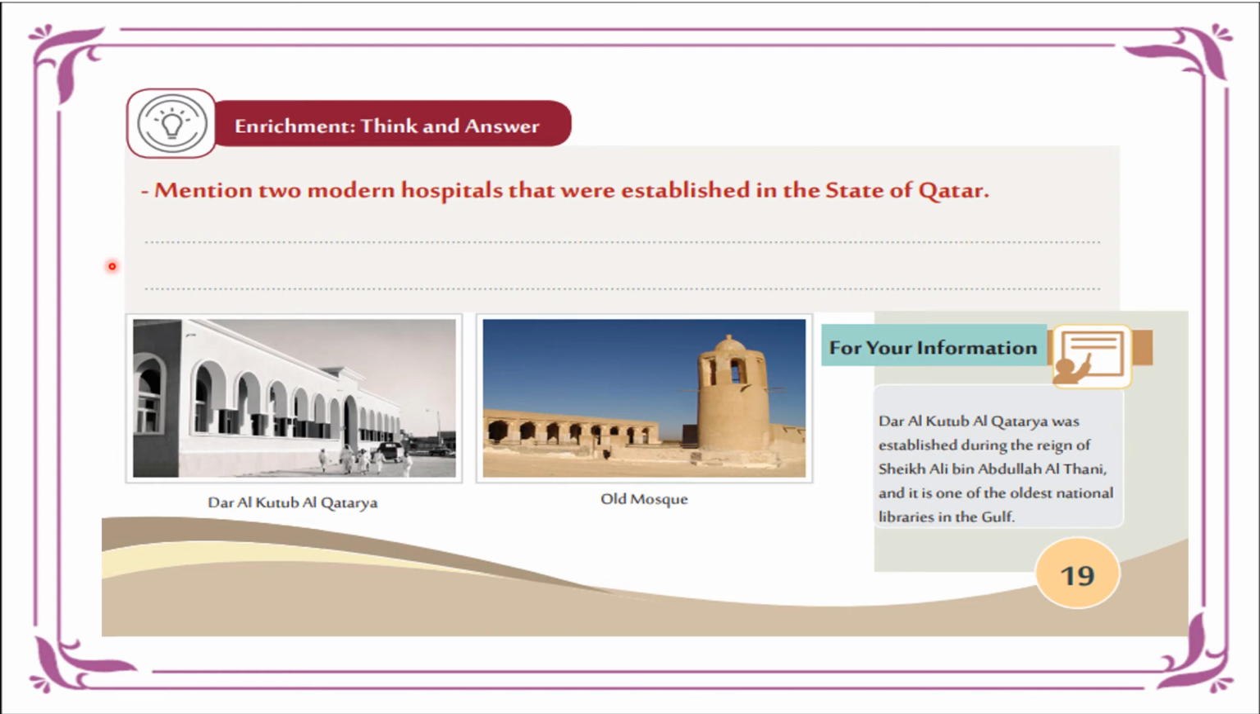And also they have a lot of other branches that would cover various departments like the Department for Infectious Diseases, and also you have the Pediatric Center and many other health centers that you can find in different zones and in your specific areas. So we have in here some photos of other structures that were built during the time of Sheikh Ali. One would be the Dar al-Qutub al-Qatariya.